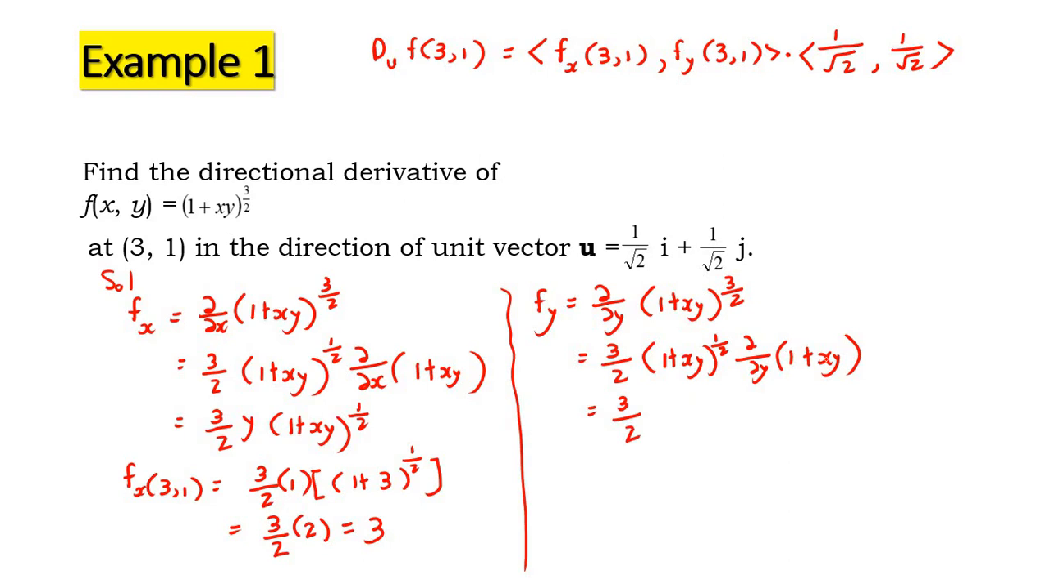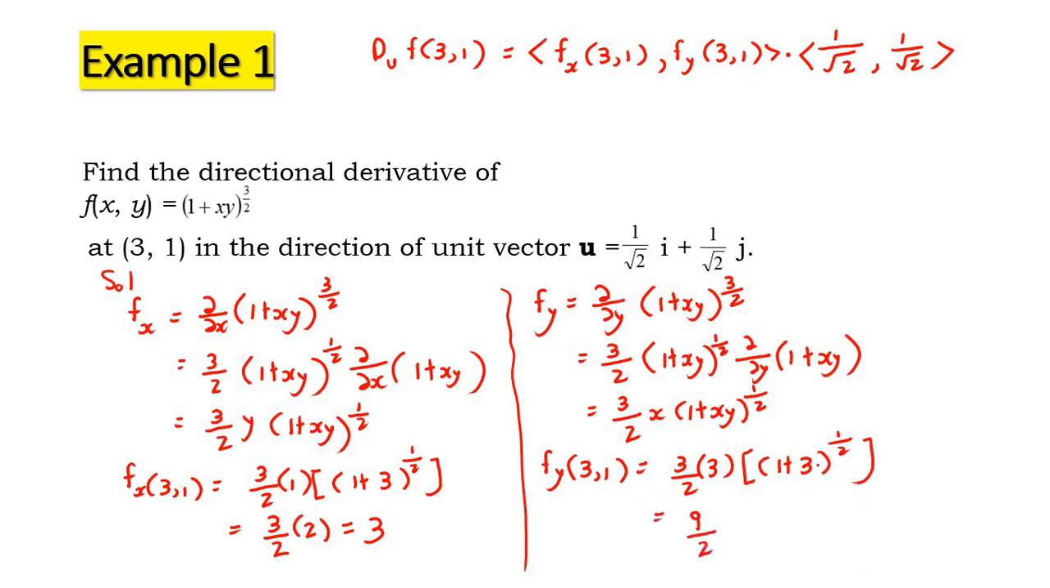When delta y is 0, f_y(x,y) = x times (1 + xy)^(1/2). Then we find f_y at the point (3,1), so replace x by 3 and y by 1. Here we have (1 + 3)^(1/2), so in total we have 9 over 2. The square root of 4 is 2, so the answer is 9.